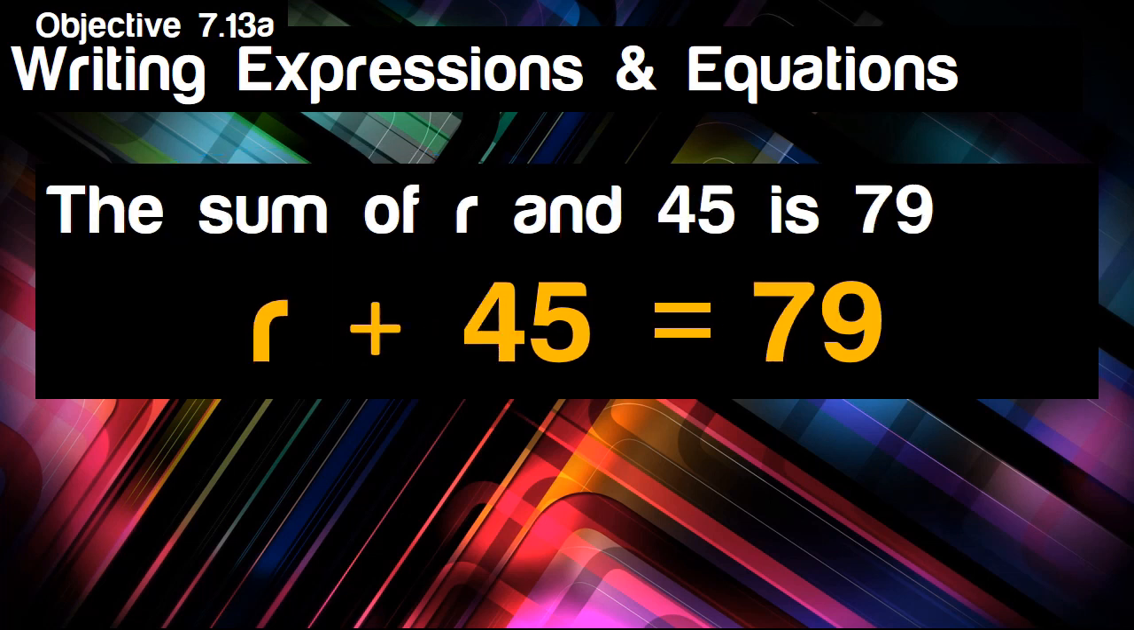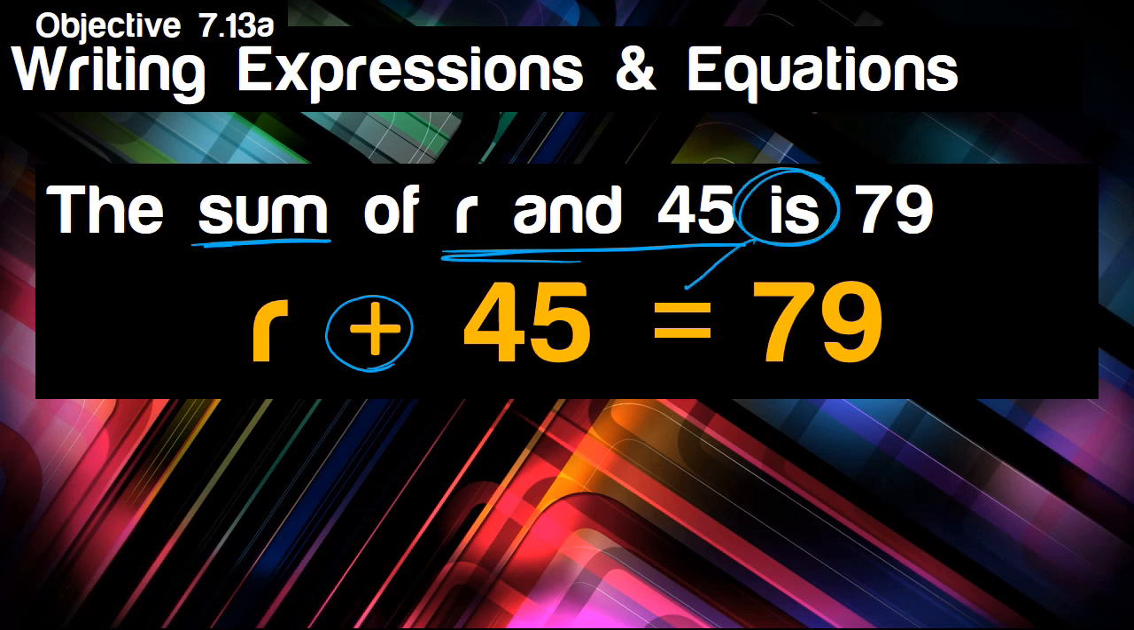So we have the sum of r and 45 is 79. We have the sum, so that's giving us addition, of r and 45. So we're going to write it in that order, r plus 45. Here our keyword is is as our equal sign, is equal to 79.